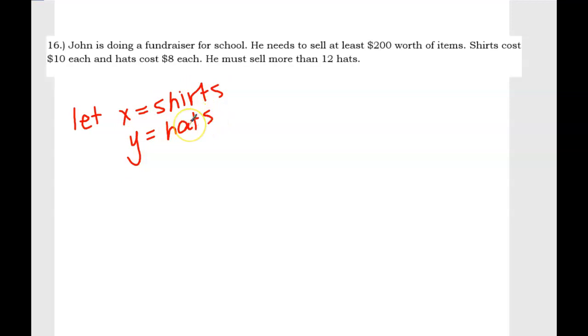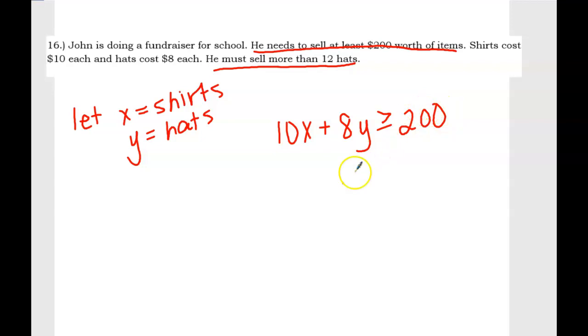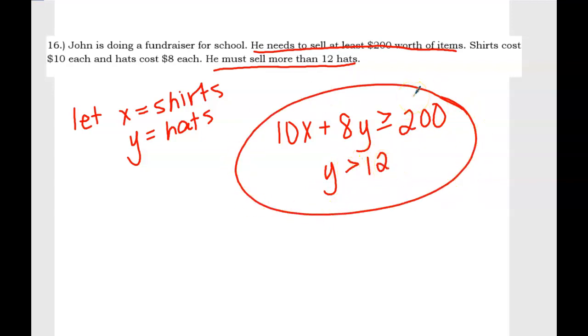So our two inequalities, he must sell more than 12 hats and he needs to sell at least $200 worth of items. So let's do the money first. Shirts are $10 each, so 10x, and hats are $8 each. And he needs to sell at least $200 worth of items, so that's greater than or equal to 200. And since he must sell more than 12 hats, Y has to be greater than 12. So there's our inequalities. All right, now we're going to interpret a graph.